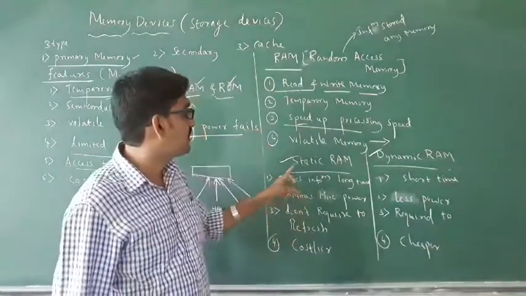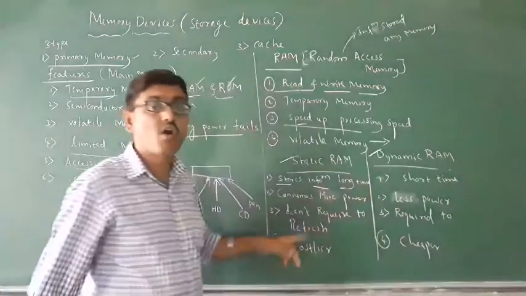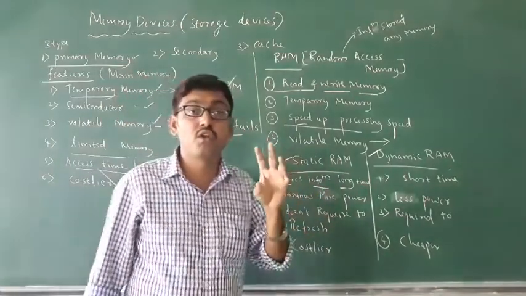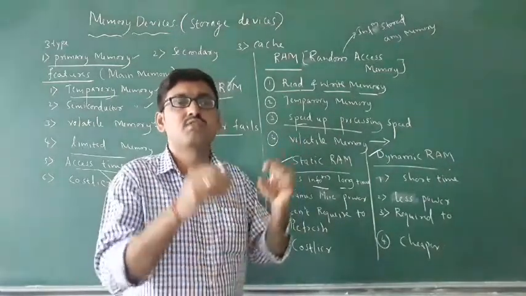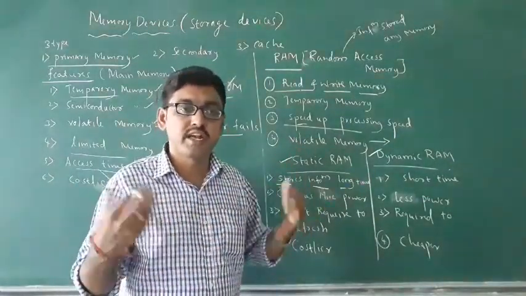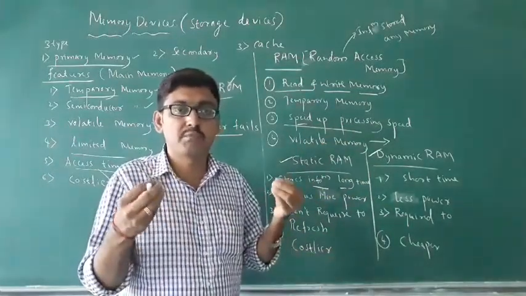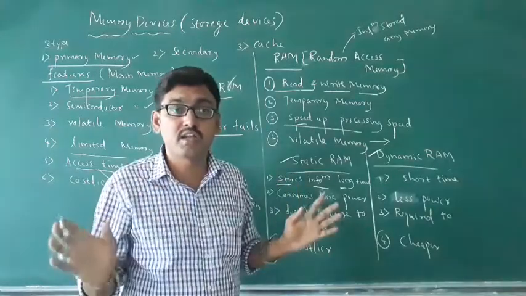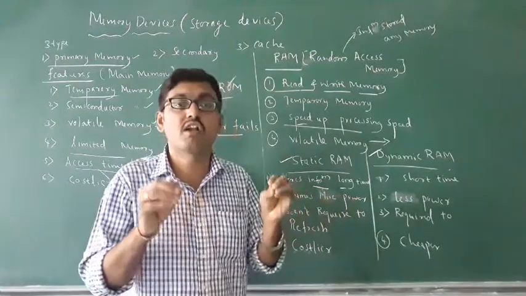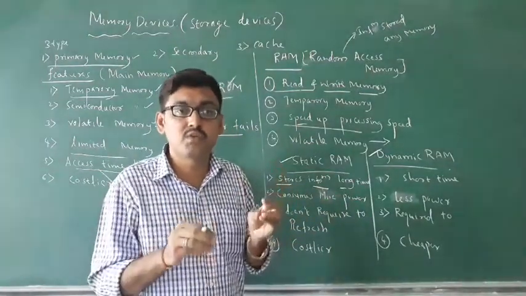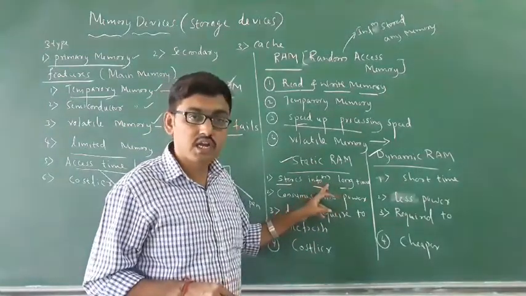Okay, see, static RAM means what? Static RAM stores the information for a long time. Long time means it stores for at least 5 minutes and then it gets erased. First of all, RAM is a temporary memory. It cannot store data permanently. But static RAM stores the data for a longer time, then deletes it. It stores the information or data for a long time.